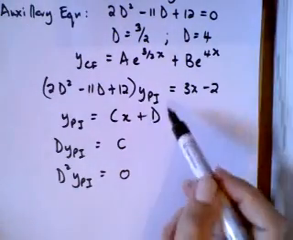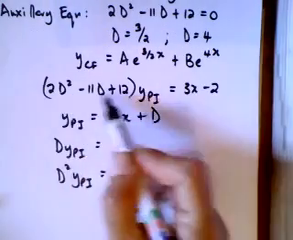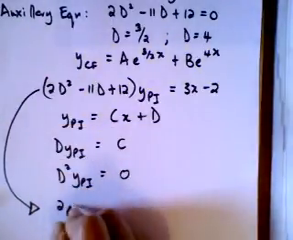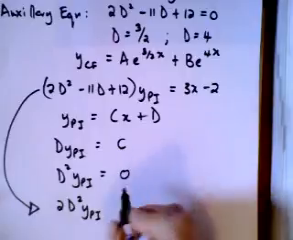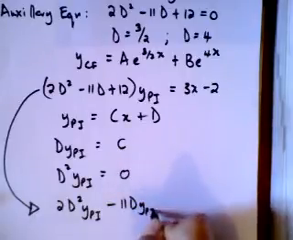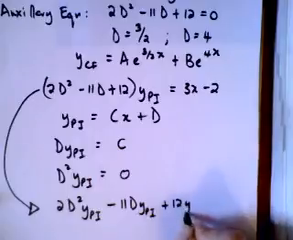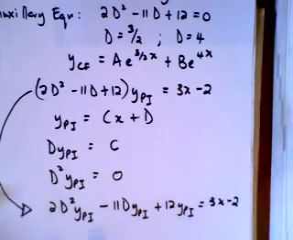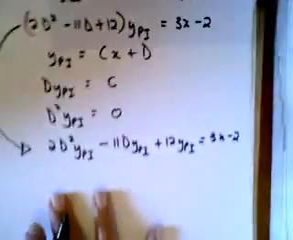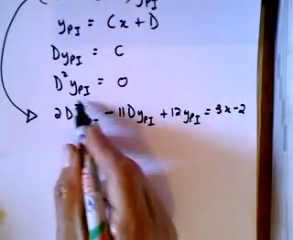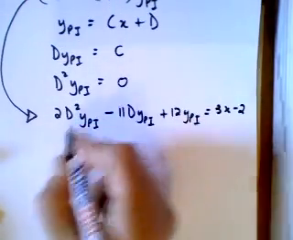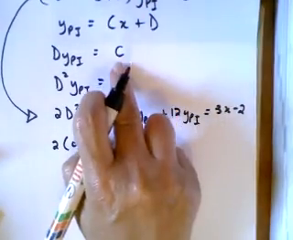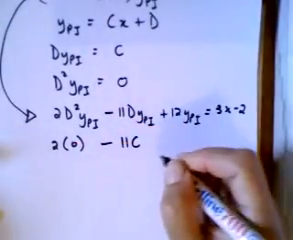Okay? And I'm going to take these and then substitute back into the original equation. So from this equation here, I'm going to say that that is 2D squared y_p, minus 11D y_p plus 12 y_p, and that has to be equal to 3x minus 2. Okay? So the second derivative is going to be 0, which means you've got 2 times 0. Your first derivative is equal to some constant value. So that's going to be 11c.